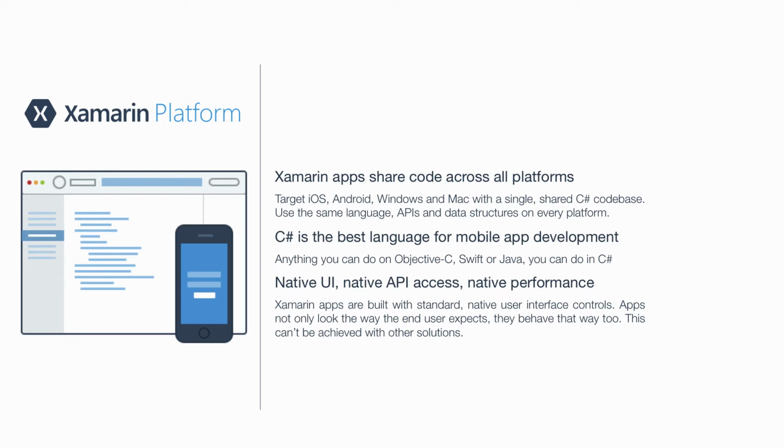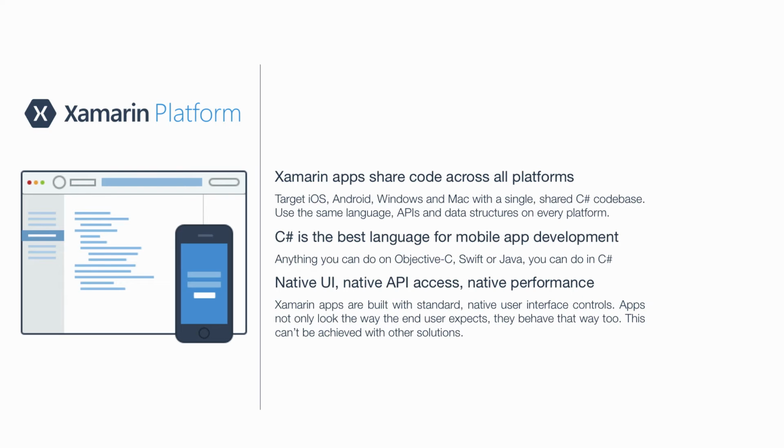That's what Xamarin says, and it's actually quite true. With the Xamarin Platform, you can actually share your code across multiple platforms. And by multiple platforms, I mean iOS, Android, Windows, and Mac applications. These will all share the same C# code base. So you'll be using the same language, the same APIs, the same data structures on each of these platforms. You build an app once and you run it on an iOS, an Android, a Windows, and a Mac device.